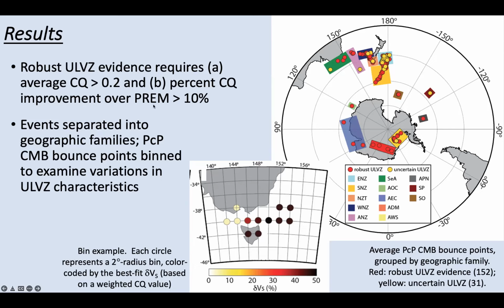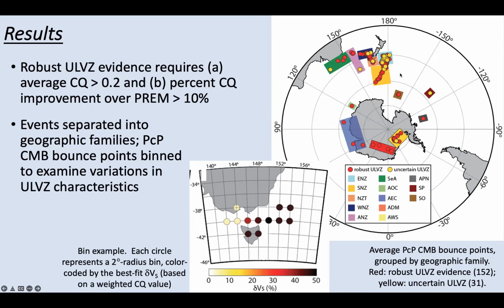Further, we enforced the criteria that the CQ improvement over PREM, again, a non-ULVZ model, had to be bigger than 10%. So again, red dots meet all of our criteria and show robust ULVZ structure. The yellow dots are considered uncertain results because they fell below this 10% threshold. They're usually still best fit by a ULVZ model, but we don't have a high enough improvement in fit compared to PREM to definitively say, yes, that's ULVZ.